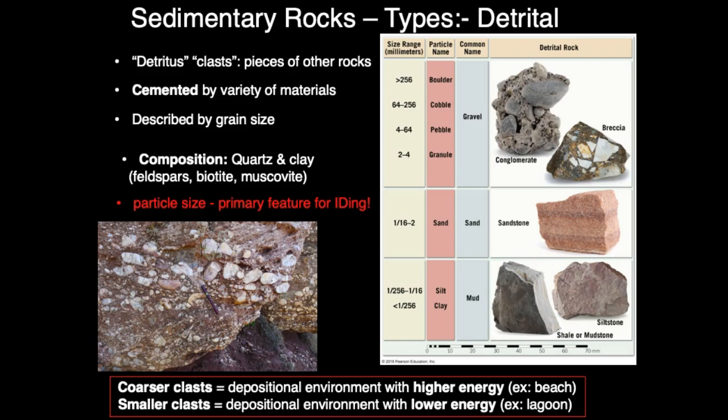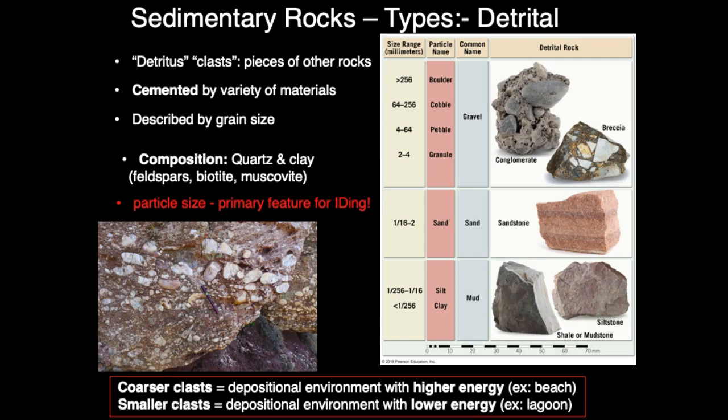So the primary basis for distinguishing among various detrital sedimentary rocks is particle or grain size. In the image above, you can see the size categories for distinguishing detrital sedimentary rocks, with larger sizes on the top and smaller ones on the bottom. Some sizes are so small that they cannot even be seen by the human eye without the help of magnification.